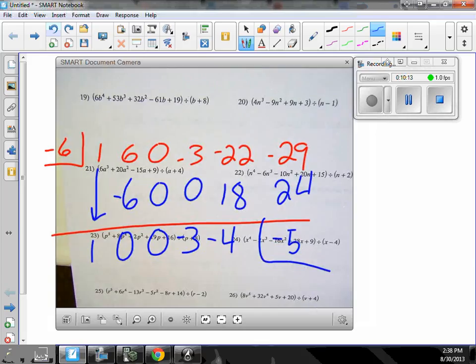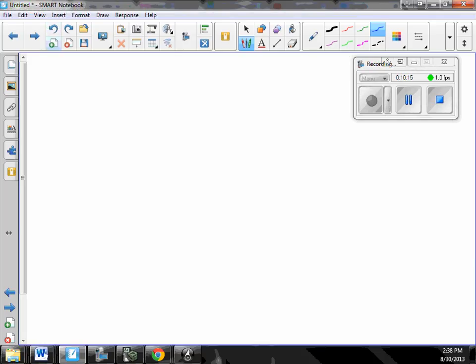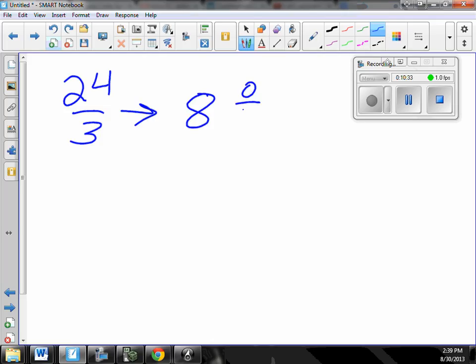So let's look at our 24 problem again. 24 thirds. Can I write that as a mixed number? 8 and 0 thirds. And there's really a plus in there that we don't write. But it doesn't make any sense to write 0 thirds. So we just write 8.